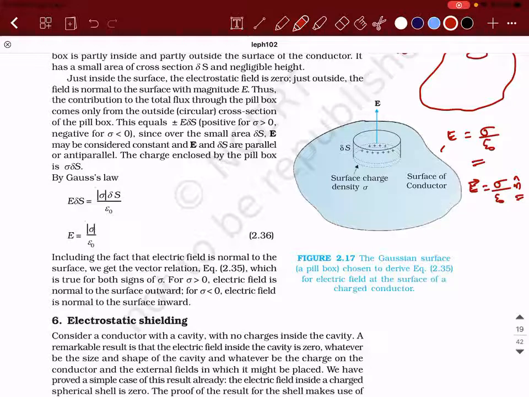Flux is equated to 1 by epsilon naught times the total charge. Recollect Gauss law. What does Gauss law tell you? You can have a look at your notes. Charge enclosed. The charge enclosed is only in this area, only in the region where the Gaussian surface is present. That is what I'm trying to say.